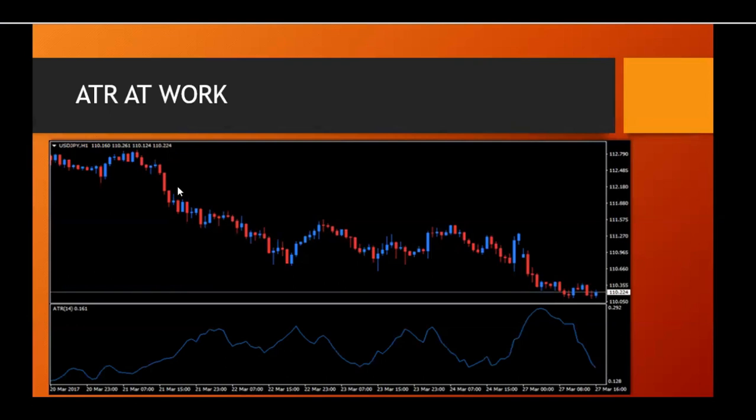You could see that the reverse is the case here. As the market is coming down, that is, as the candlesticks are busy selling and coming down, what happens to the ATR? The ATR keeps climbing up, up, up. So it's worth noting that ATR does not measure the direction of the market. It only measures the volatility of the market.